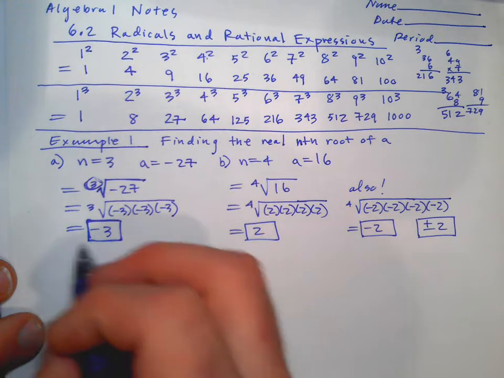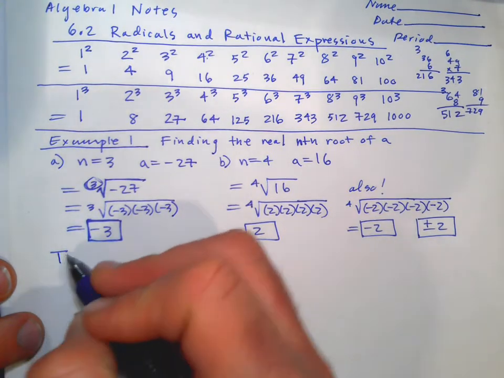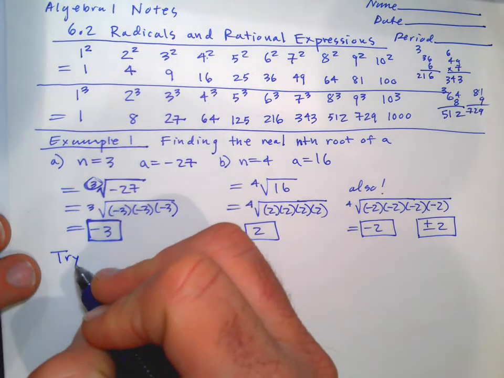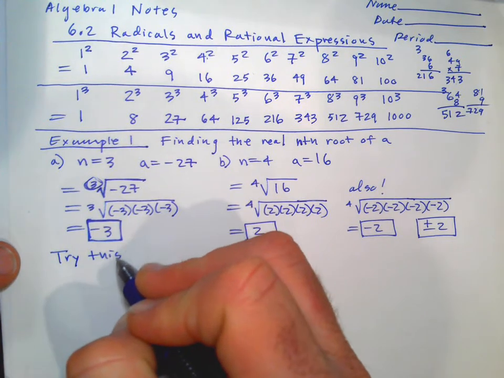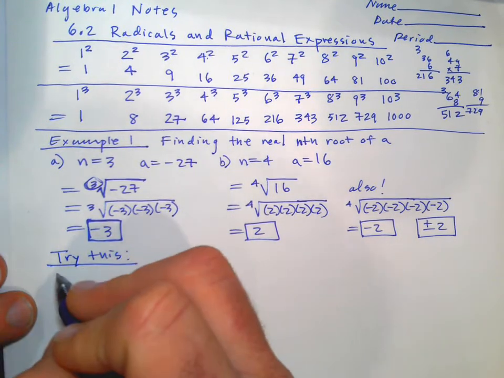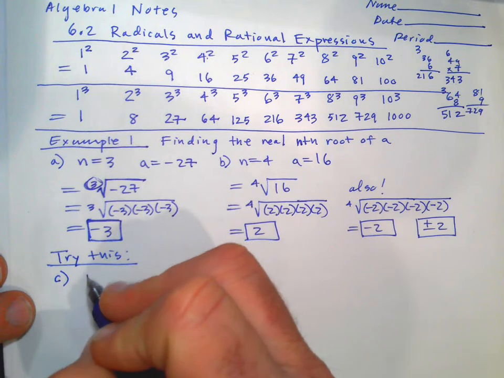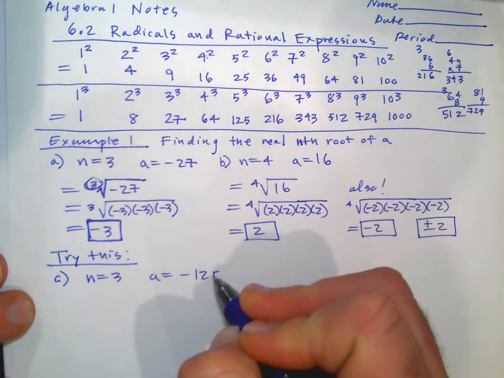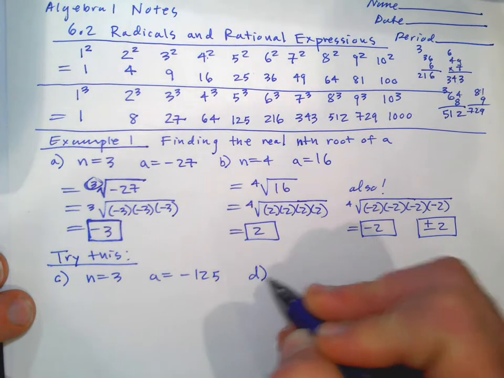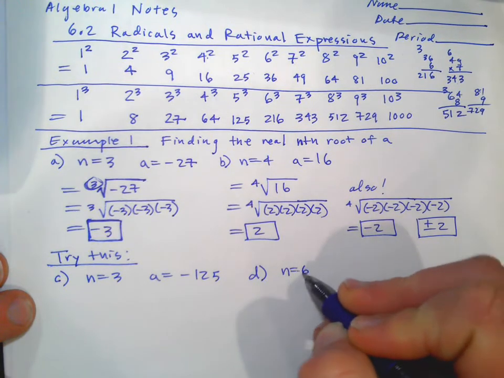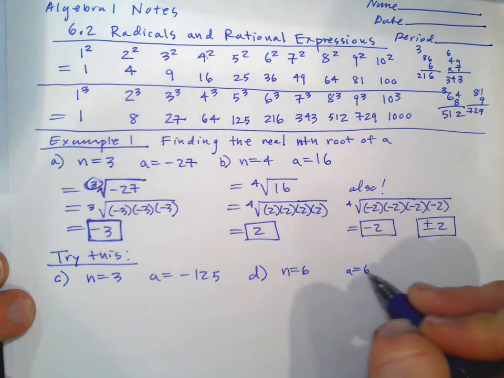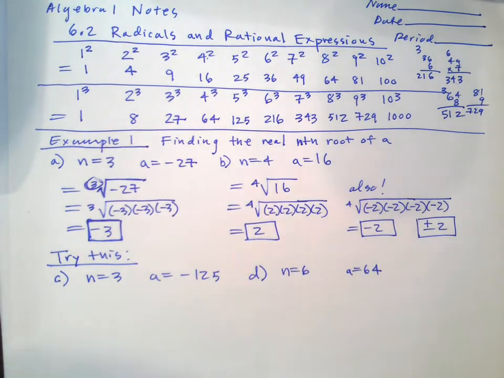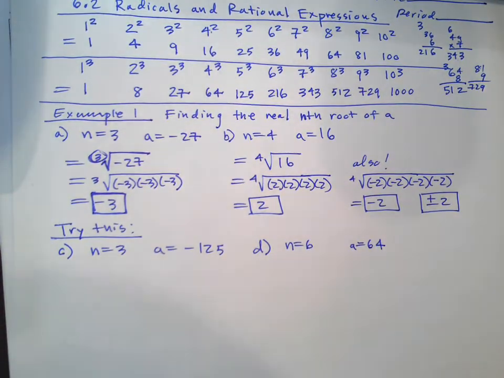Okay, now I want you to try some problems. So I'm going to write some down. This will be C: n equals 3, a equals negative 125, and then D: n equals 6, and a equals 64. Okay, so pause the video and try these two problems, and then unpause it, check your answer, and then we're going to do some more examples.